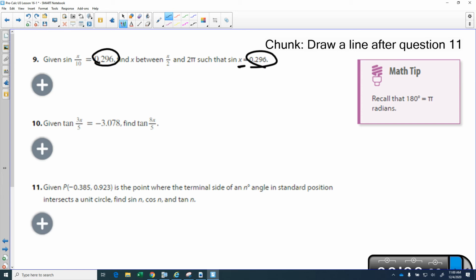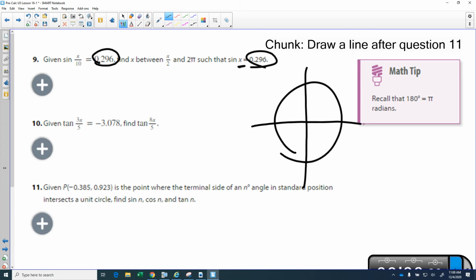That's key. So when I focus and look at a unit circle, originally, pi over 10 is right about there. That is your pi over 10 mark. Notice the positioning of where this coordinate is. You're in the first quadrant where you have a positive x and a positive y.